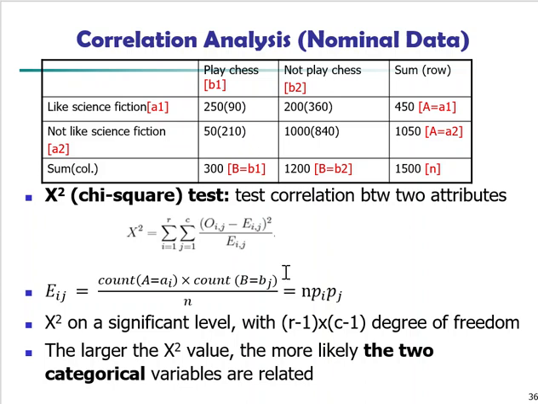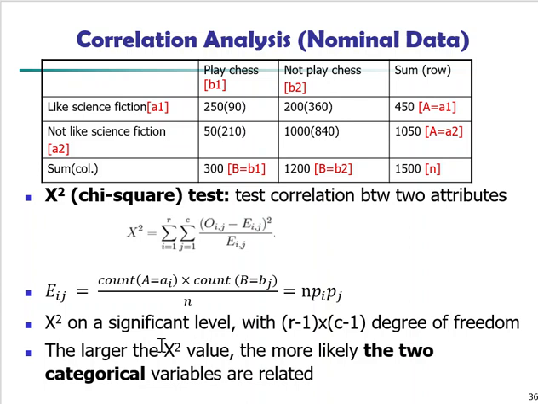Intuitively, you can see that the further away the observed value is from the expected value, the greater the chi-square is. The expected value was computed under the assumption that the two variables were independent. If our observation is far away from this independence assumption, then our data are correlated. Therefore, the larger the chi-square value, the more likely the two categorical nominal variables are related.